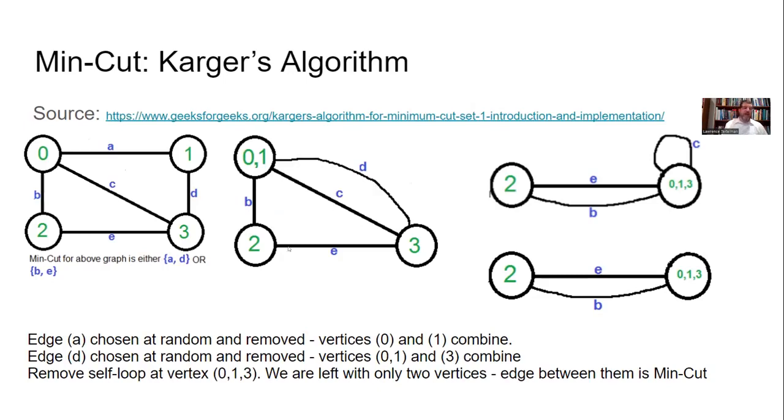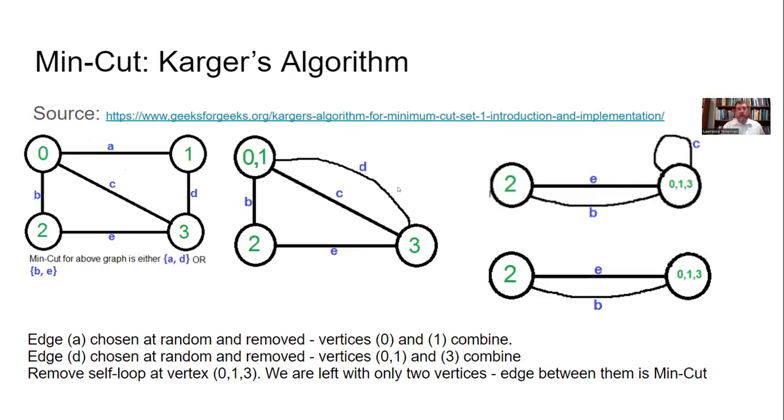For the next one, again we use a random number generator to pick an edge. We pick D, so we get rid of D. What are its endpoints? 0, 1, and 3. So the 0, 1, and 3 all combine. That's going to be a problem for C. C is between 0, 1, and 3, so now that edge is going to be a self edge, a loop. And E gets combined, so E is going to go from the 0, 1, 3 to the 2. And that's what you see over here.